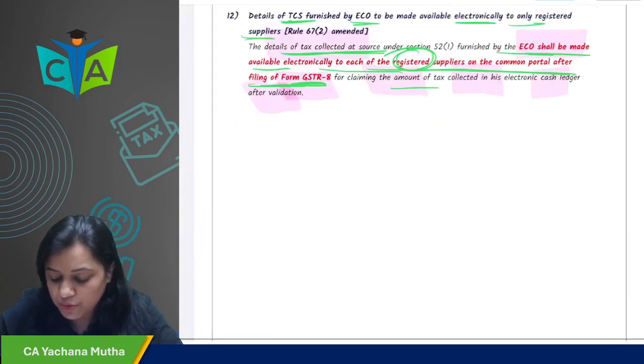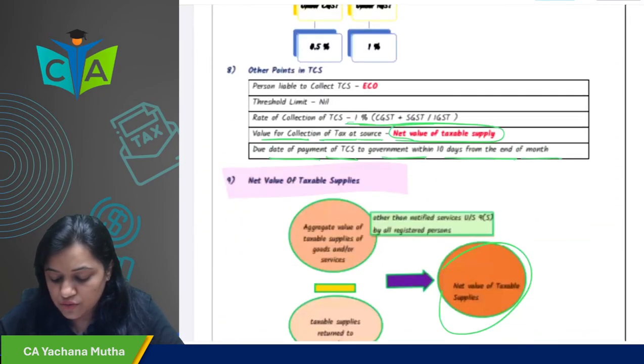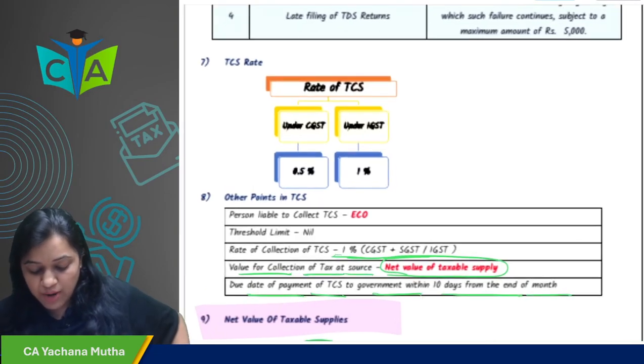So these were very quick provisions for the chapter TDS and TCS. Whenever a question comes in the exam, please don't leave marks in this.